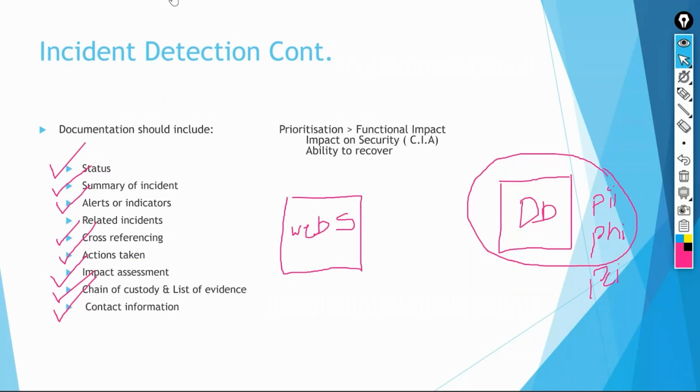So establishing a proper prioritization is a very important aspect to address the confidentiality, integrity, availability, and ability to recover. As I mentioned, the ultimate goal of an incident management process or incident response is to reduce the impact of the incident.